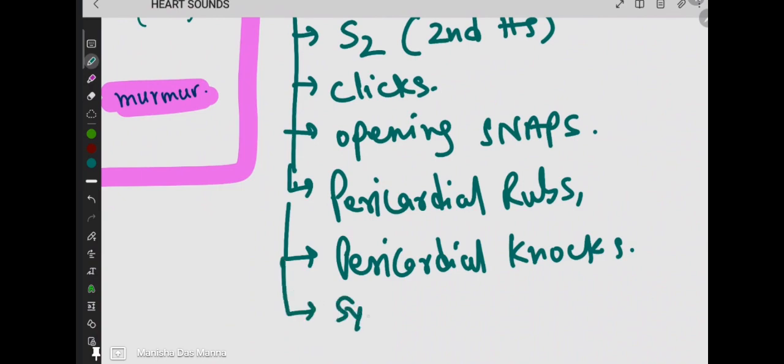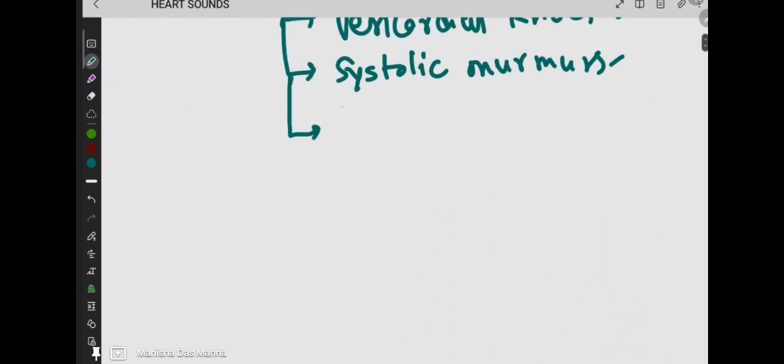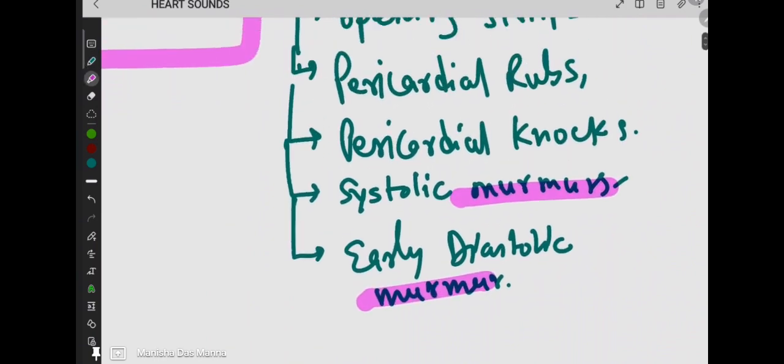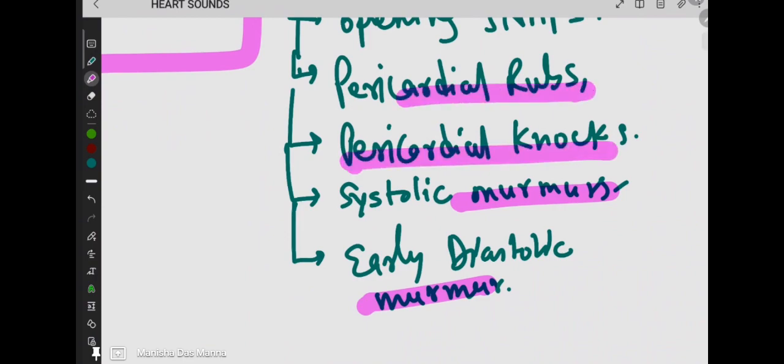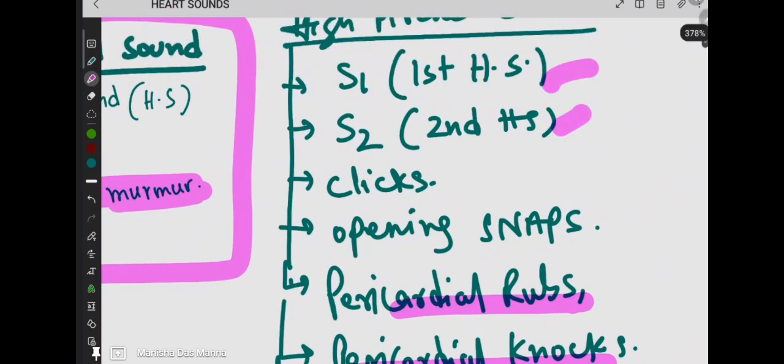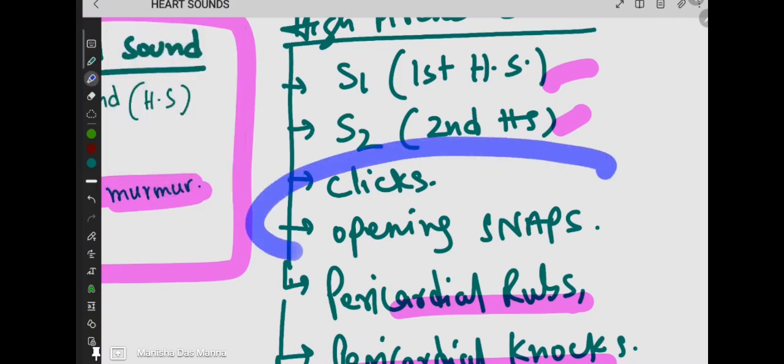And the systolic murmurs, and the early diastolic murmurs. During the discussion of murmur, I'll tell you about the murmurs, pericardial rubs and pericardial knocks. I'll discuss these things later in great depth and detail. For this moment, S1 and S2 first. I am going to talk about these elaborately, but just what is a click and what is a snap.